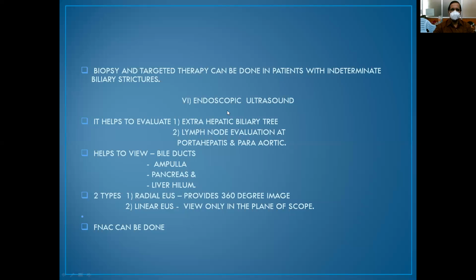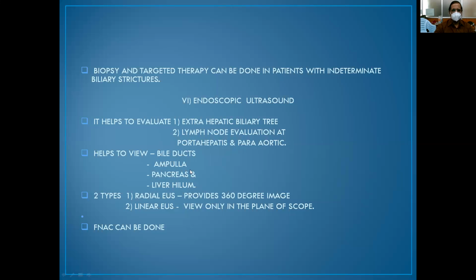And endoscopic ultrasound is another important investigation, where we do the ultrasound examination through an endoscope. It helps mainly to evaluate the extrahepatic biliary tree, that is the CBD, and also lymph nodes at the porta hepatis and the para-aortic group of lymph nodes. It helps mainly to view the bile ducts, ampulla, pancreas, and liver hilum. So all these can be assessed by doing endoscopic ultrasound.